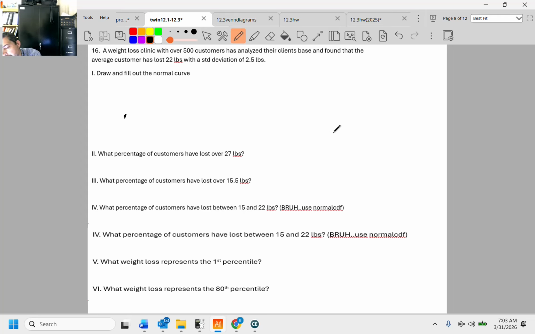All right, so on to this one. We have a weight loss clinic, 500 customers. They have analyzed their clients and found the average customer has lost 22 pounds with a standard deviation of 2.5 pounds. Probably one of the semaglutides like Wegovy or something. Let's see here. We got 24 and a half.